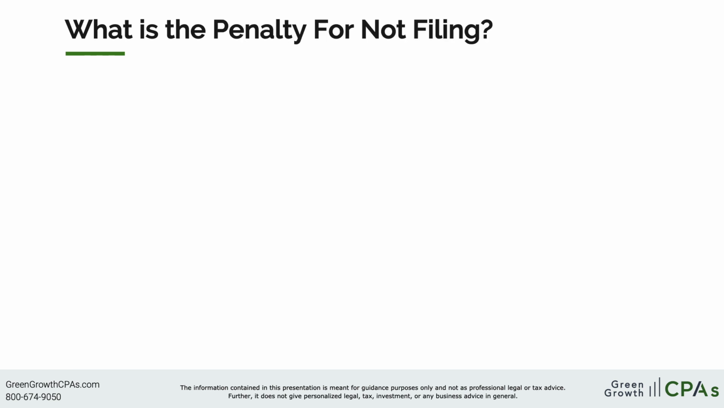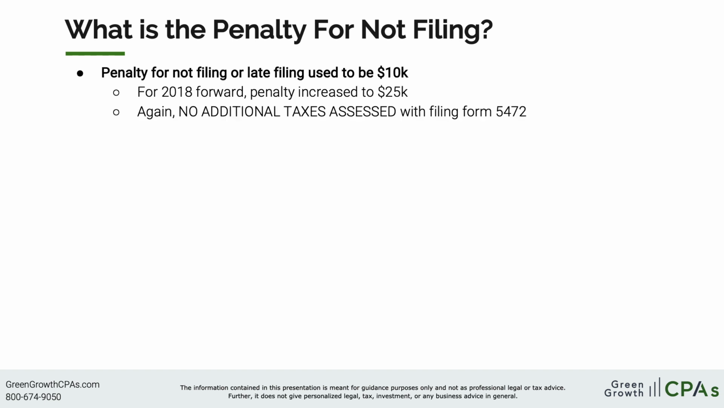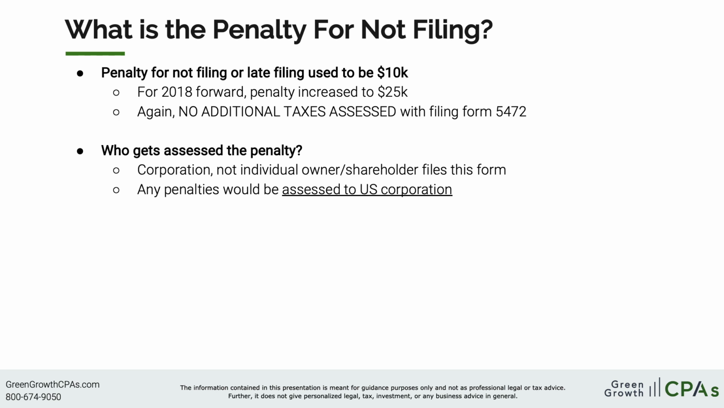So that brings us to the question, what is the penalty for not filing? Well, the penalty for not filing the IRS Form 5472 or for filing it late used to be $10,000. But after December 31st, 2017, that penalty has increased to $25,000. Now, the IRS requires this form to make sure that no one is avoiding paying taxes on transactions between U.S. and foreign participants. So, you may be asking, well, who gets assessed this $25,000 penalty?